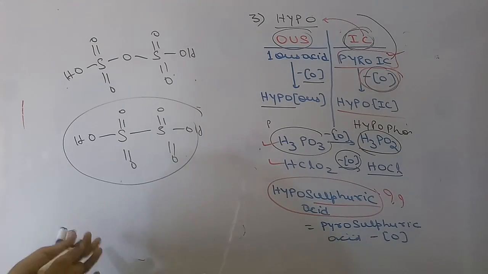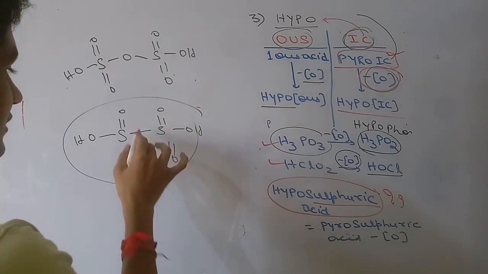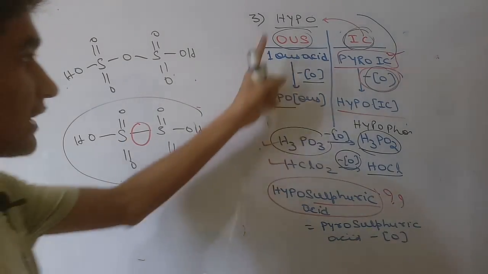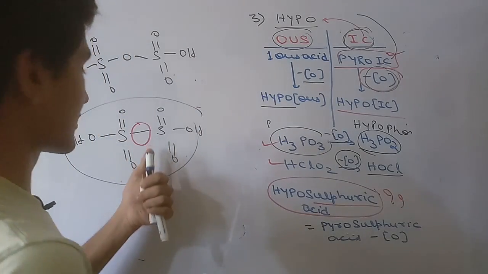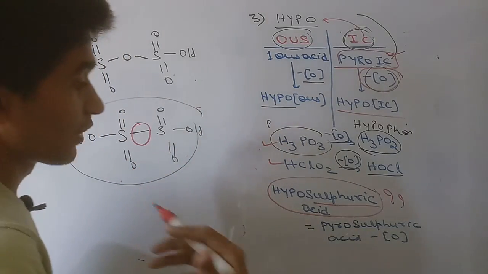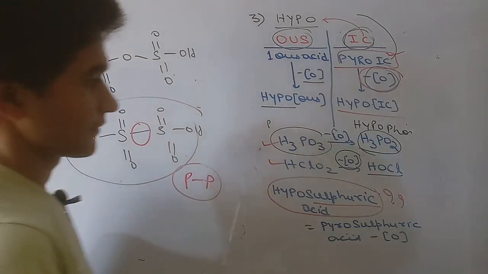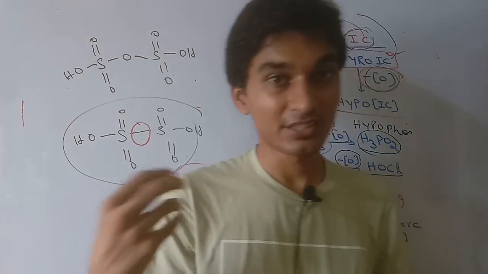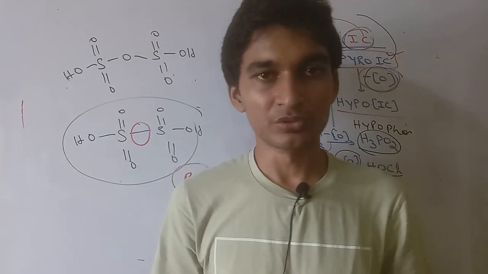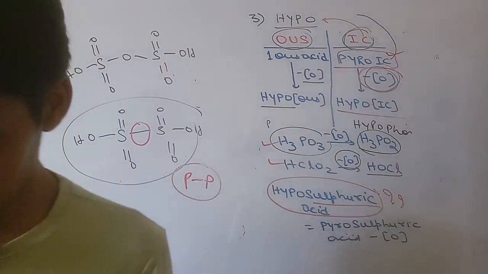Now if the question is asked, which of the following compounds has an SS bond? Mind it, hyposulfuric acid contains an SS bond. If you are asked about hypophosphoric acid, then it will contain a PP bond. Okay, so mind it, these types of questions are generally asked on the prefix used. We are going to discuss more.